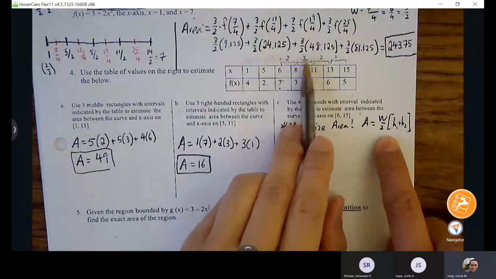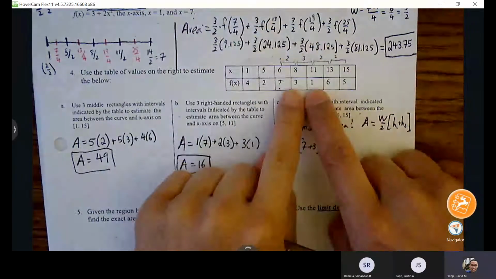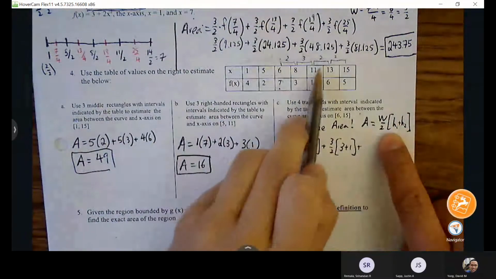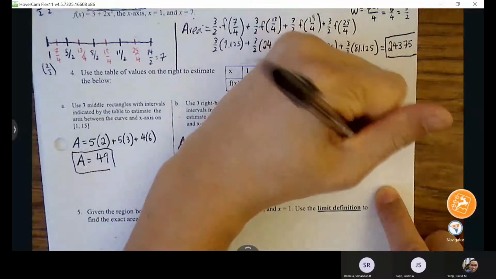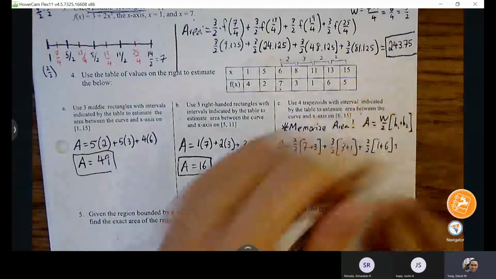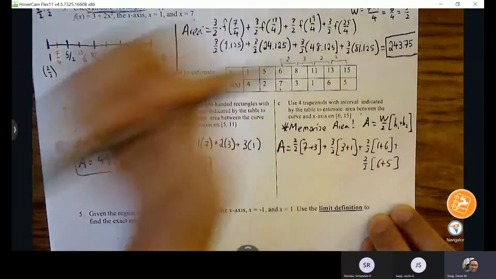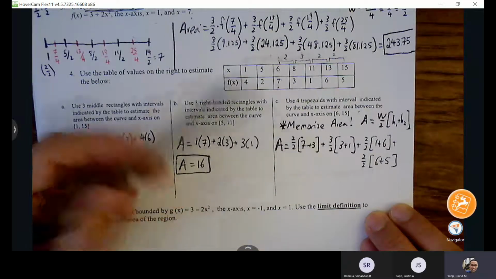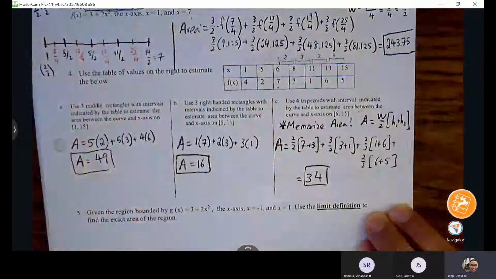Okay. Second trapezoid, width of 3. And then 3 plus 1. And 2 over 2. 1 plus 6. And then 2 over 2, 6 plus 5. Okay, calculator gives you 34.